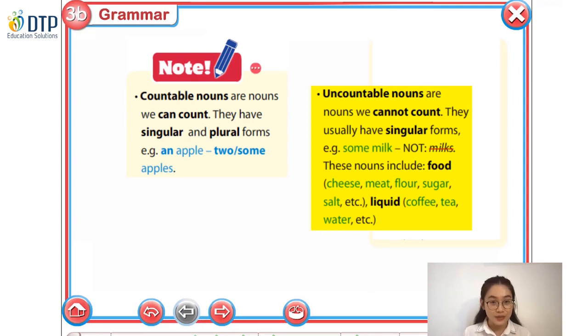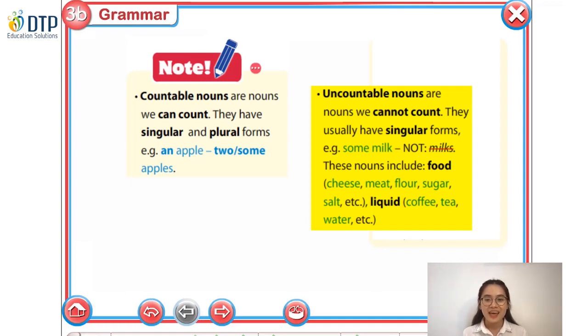So they are nouns that we cannot count. Vậy danh từ không đếm được là những danh từ chúng ta không đếm được về số lượng. And they only have singular form. Và chúng chỉ có dạng số ít mà thôi. For example, some milk. Chẳng hạn như mình có là some milk, một ít sữa. Không có đếm được là 1 sữa, 2 sữa.